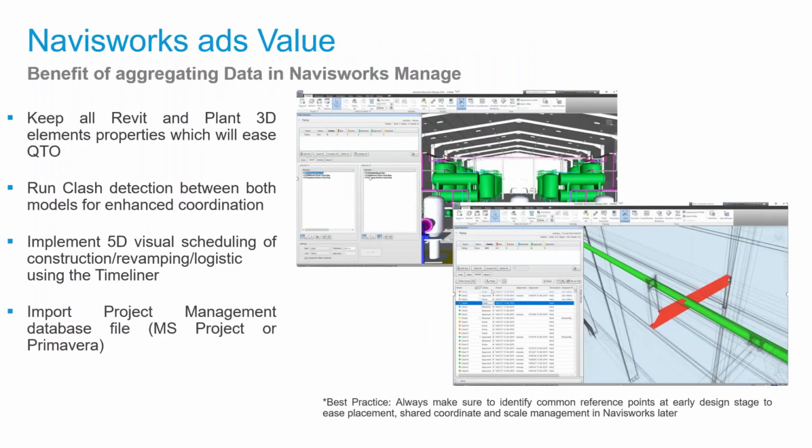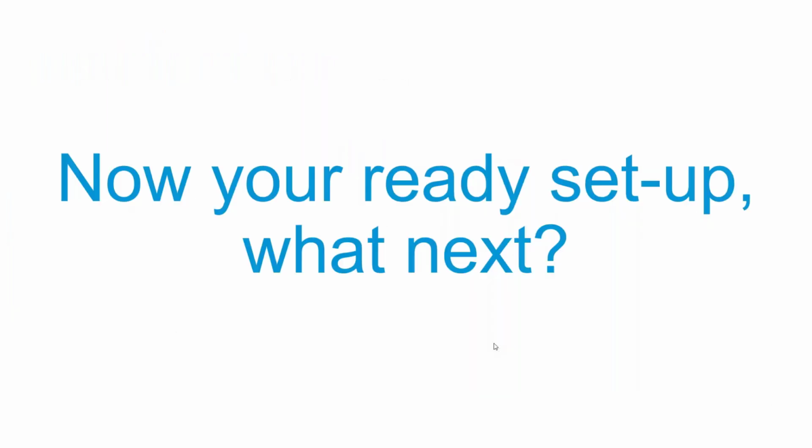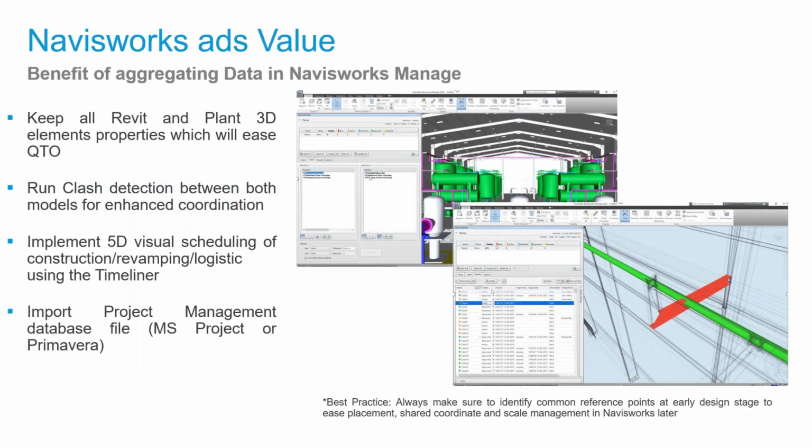If you move, this is more the value of Navisworks. Of course, aggregating the data, as I just mentioned. So you can keep Revit and AutoCAD Plant fully coordinated in Navisworks. You can run clash detections, you can do visual scheduling of the construction using the Timeliner, and you can even connect to an external database.